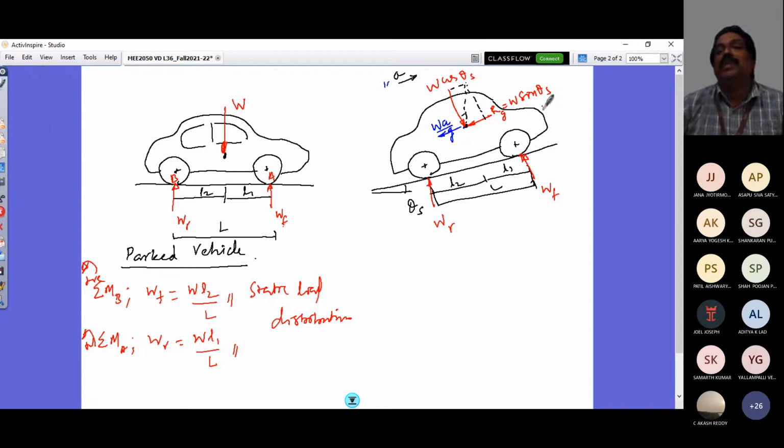So one important resistance force is the aerodynamic resistance force, with the subscript R. So I put it with the letter R, aerodynamic resistance, and that would act at approximately height HA. The line of action of this resistance would be at the CG location of the projected area of your vehicle.